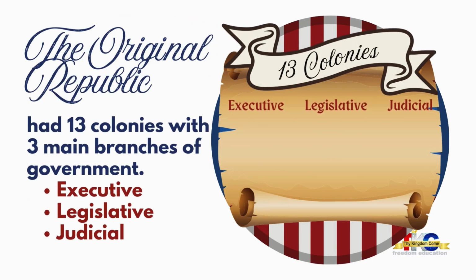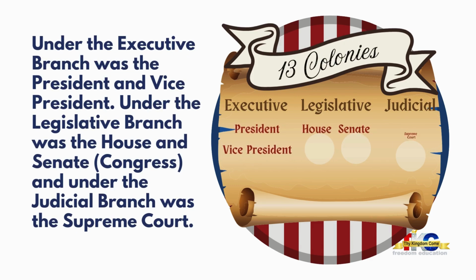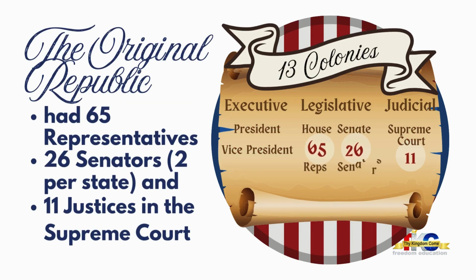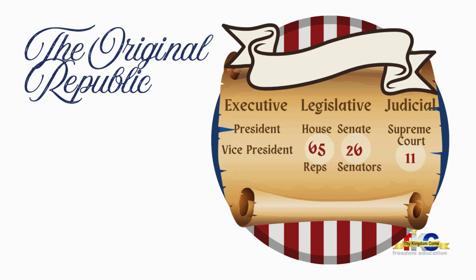The original republic had 13 colonies with 3 main branches of government: executive, legislative, and judicial. Under the executive branch was the president and vice president. Under the legislative branch was the House and Senate. And under the judicial branch was the Supreme Court. The original republic had 65 representatives, 26 senators, and 11 justices in the Supreme Court.